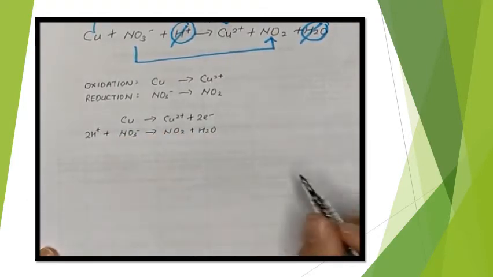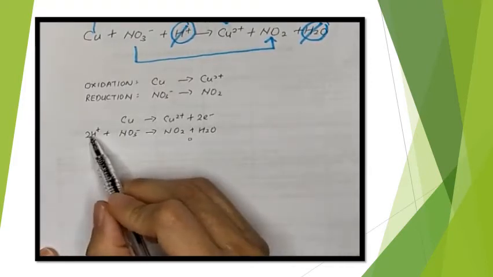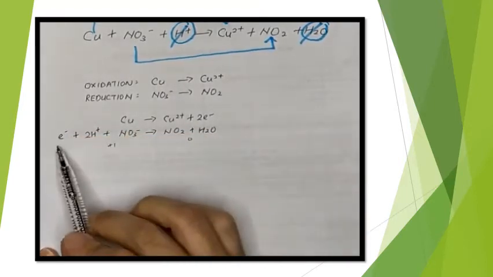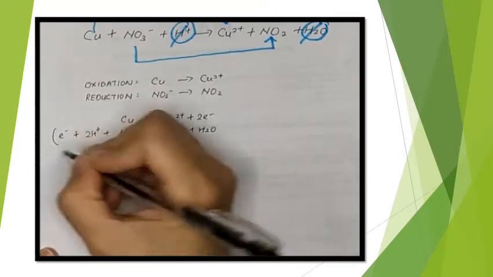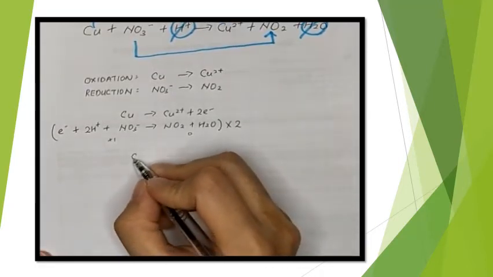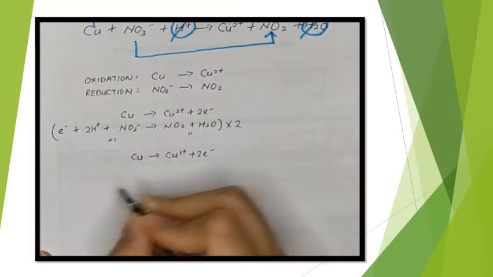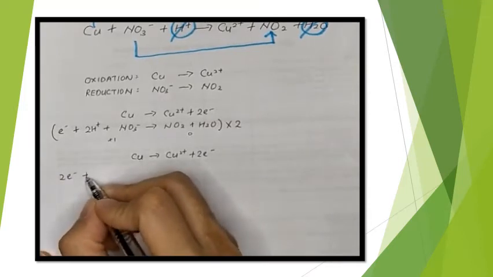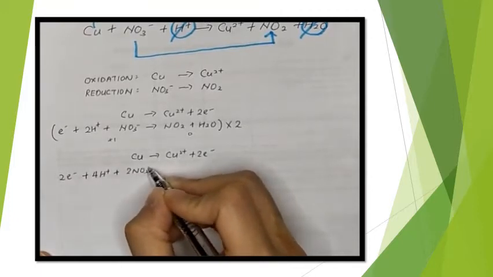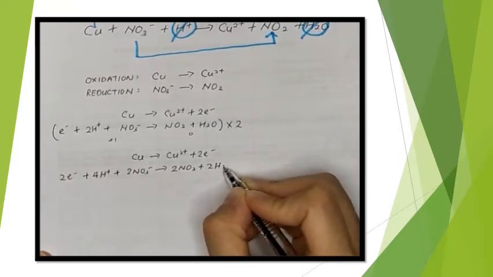Okay, now you check. What is the charge over here? 0. What is the charge over here? Negative 1, positive 2, so here is positive 1. Meaning that I need to add 1 electron over here. So here is 1 electron, here is 2 electrons. Now I need to times 2 for the whole equation. Okay, now we copy everything. So Cu forms Cu2 plus plus 2 electrons, and then here 2 electrons plus 4H plus, plus 2 NO3 negative, then form 2 NO2 plus 2 H2O.